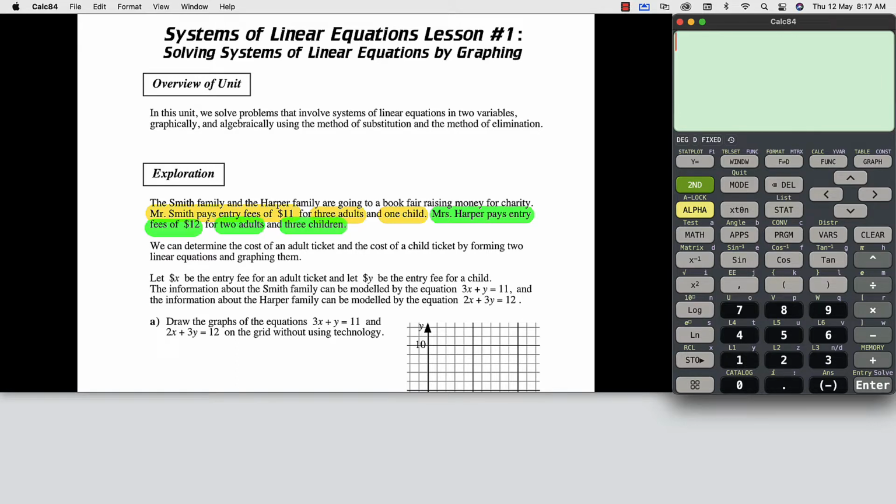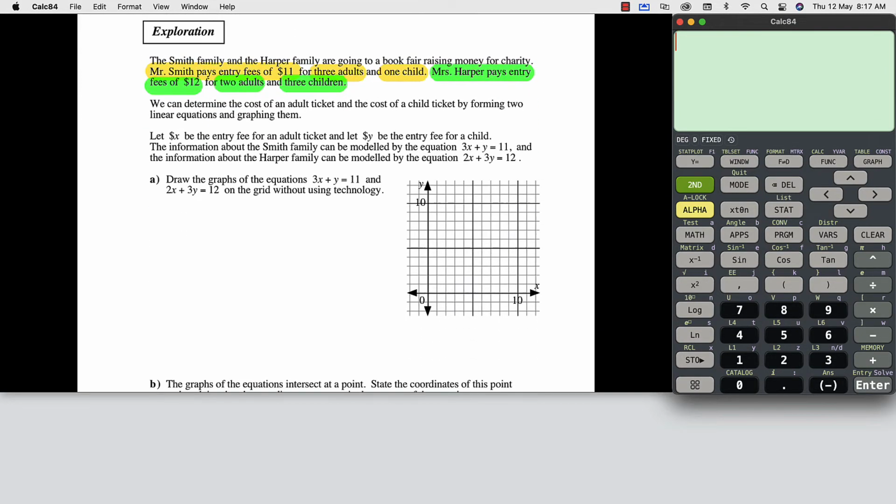So what we have to do is figure out what is the cost for an adult and what is the cost for a child. If you notice right here, this is important. You're saying let x be the adult cost and let y be the child cost. So let's break down the equations that they came up with, which was 3x plus y equals 11. So that's going to be for Mr. Smith.